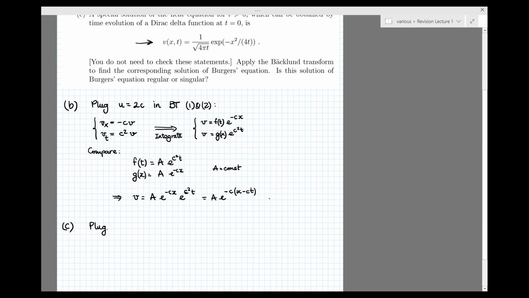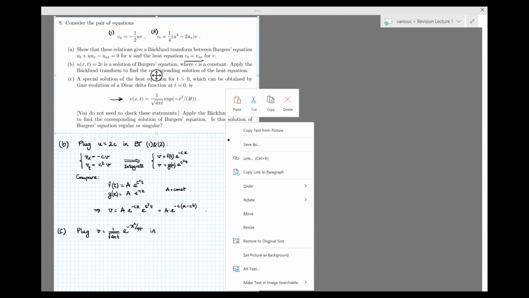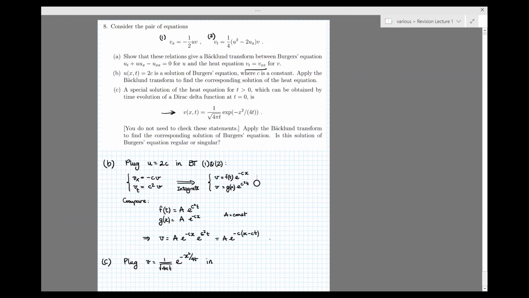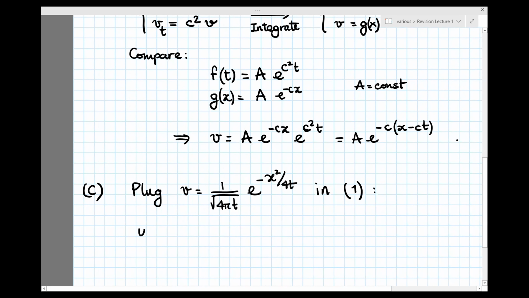So now we want to plug V equal to 1 over square root of 4 pi t exponential of minus x squared over 4t in the Backlund transform. But we noted earlier that the first equation in the Backlund transform, equation 1, can be used to determine u. So we just need to plug it in equation 1. So equation 1 tells us that u is minus 2 Vx over v, or equivalently minus 2 times the derivative with respect to x of the logarithm of v.